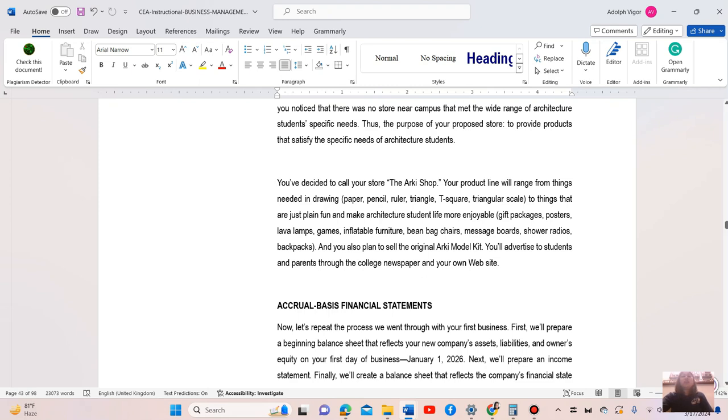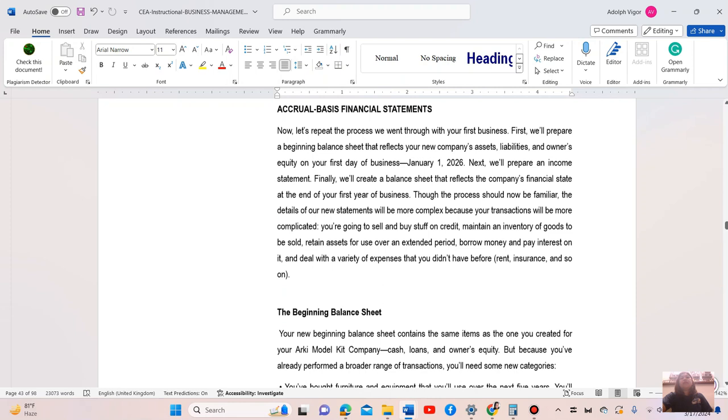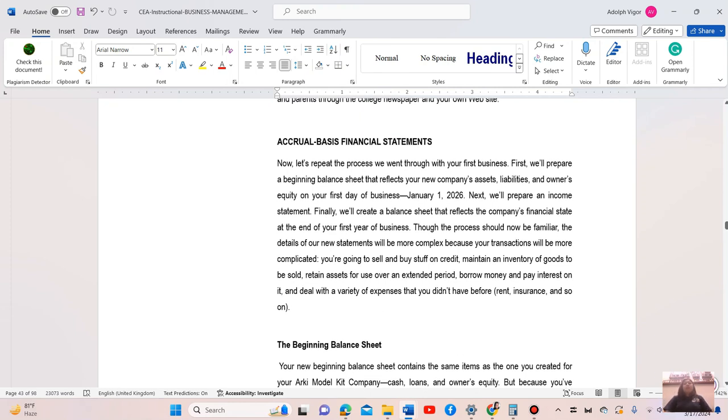Okay? Since there is no newspaper, maybe the Trailblazer. And maybe you could put that on the LED wall outside the school. That's an expense. So you will create accrual basis financial statements.